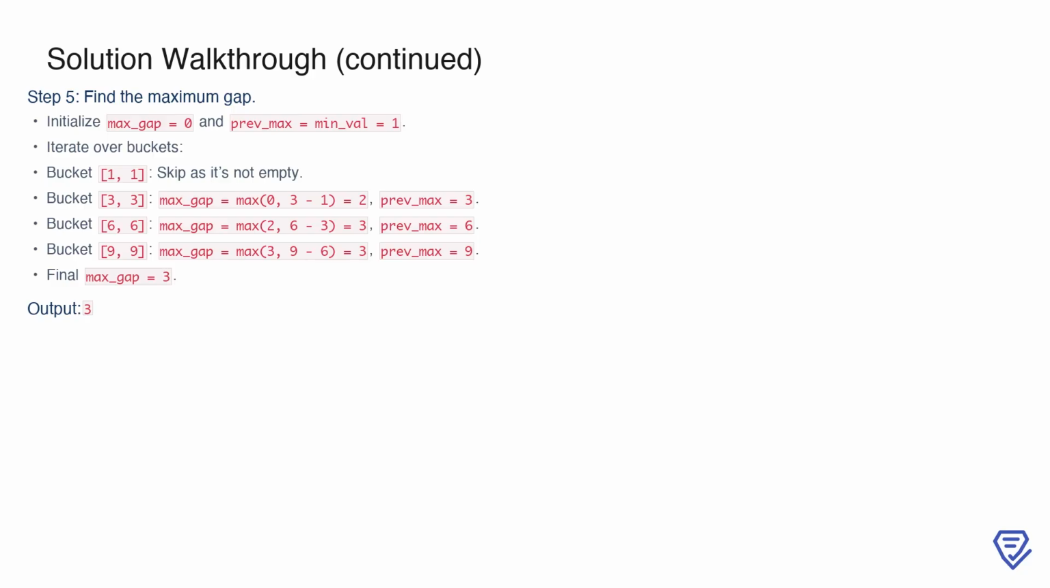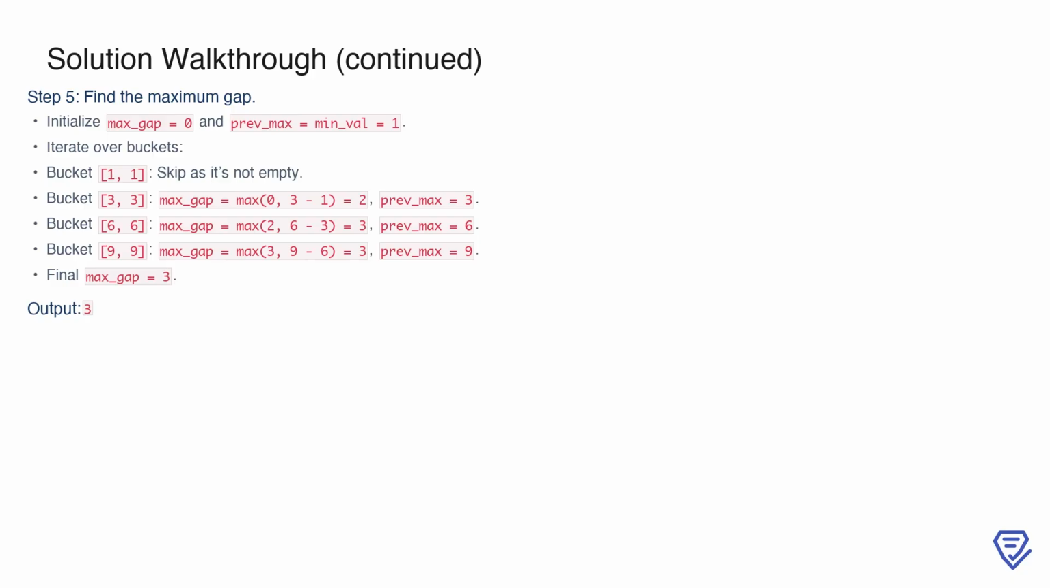With the numbers placed in their respective buckets, we now calculate the maximum gap. We initialize max_gap as 0 and set prev_max to the minimum value, 1. As we iterate through the buckets, we calculate the gap between the minimum value of the current bucket and prev_max, updating max_gap whenever this gap is larger than the current value of max_gap. Starting with the first bucket, [1, 1], the gap is 0, so prev_max remains 1. For the second bucket, [3, 3], the gap is calculated as 3 - 1 equals 2, so max_gap is updated to 2, and prev_max becomes 3.